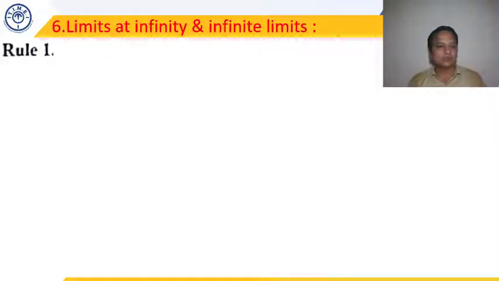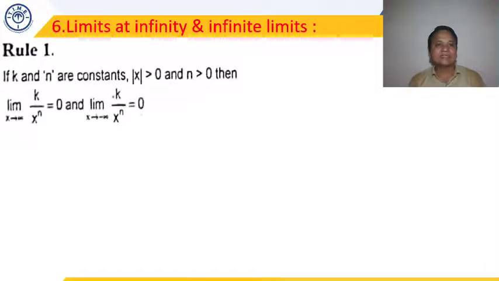Now, there are certain rules. Rule 1: if k and n are constants, modulus of x is positive and n is also positive, then limit as x tends to infinity of k upon x to the power n, whenever the expression contains x in the denominator and x is tending to infinity, comes out to be 0. And if x tends to minus infinity, then k upon x to the power n also comes out to be 0. So for x tending to infinity or minus infinity, k upon x to the power n tends to 0, where modulus of x is greater than 0 and n is positive.